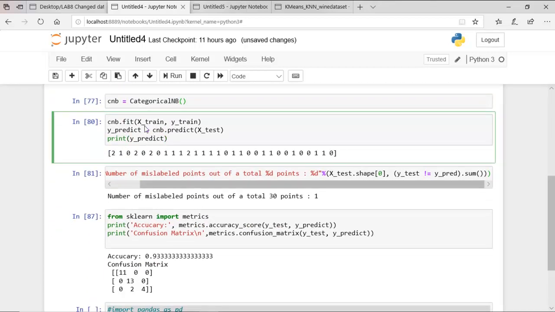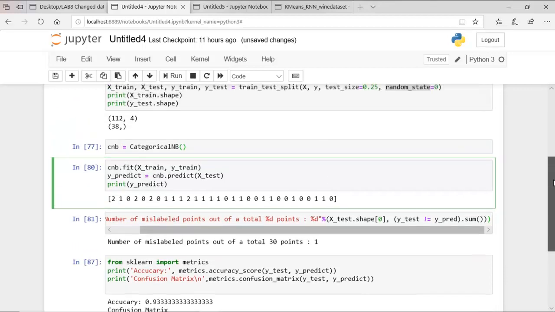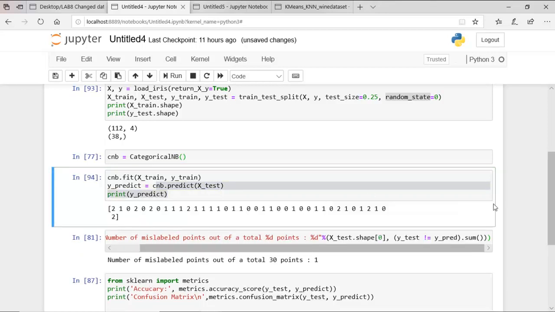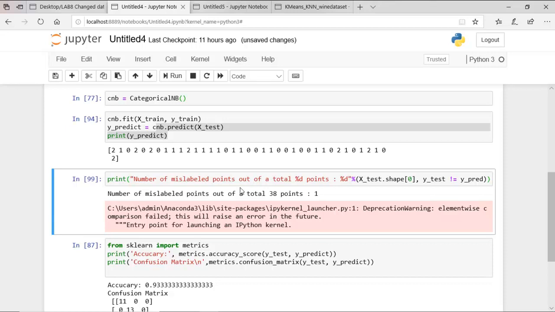We call cnb.fit, fitting between X_train and y_train, because those are the variable names we have used here. Then the testing array is passed for predicting the values. I'm just printing it. I'll just execute. You can see the number of mislabeled points out of the test points is 1.